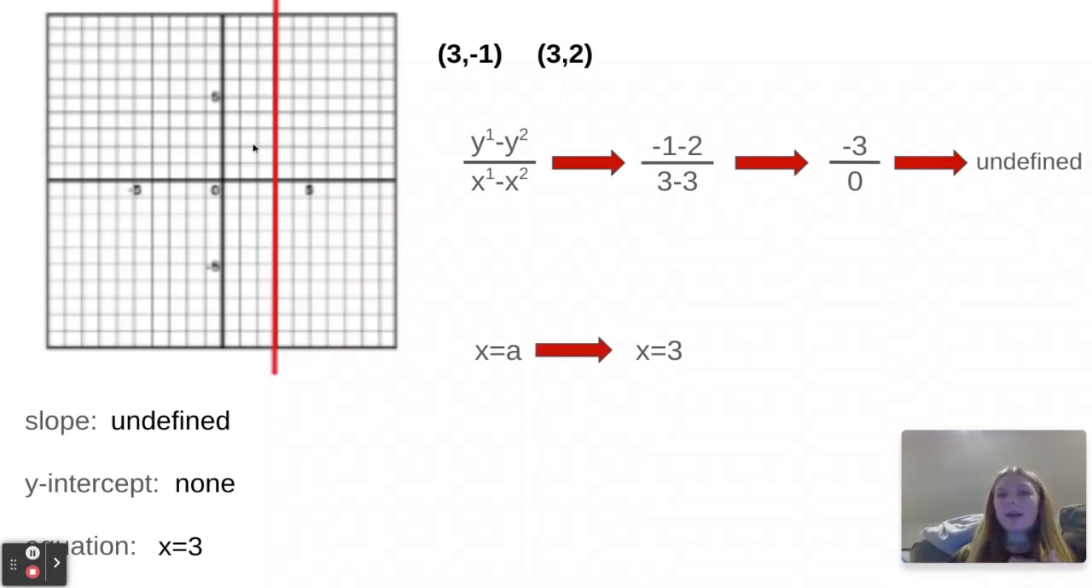X equals 3 because no matter what, the x place in the coordinate will always be 3, because it could be 3, 10, it could be 3, negative 1. It's always going to be that. And a means whatever number the x placement is.